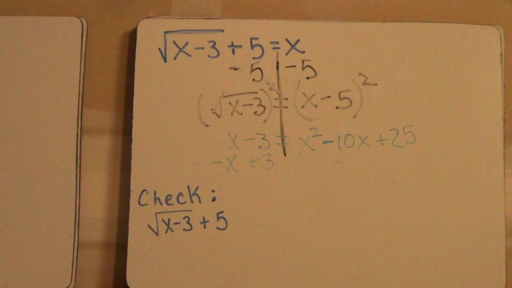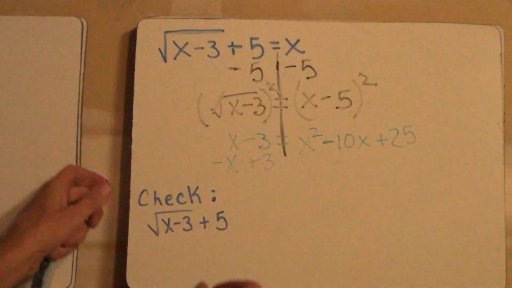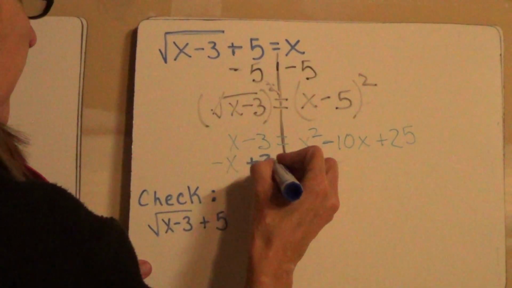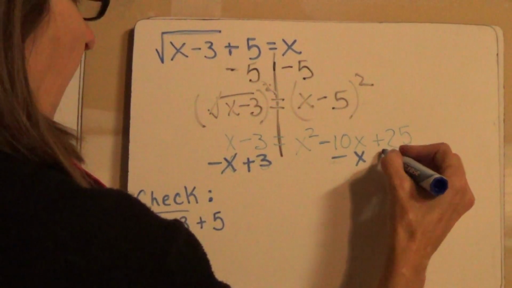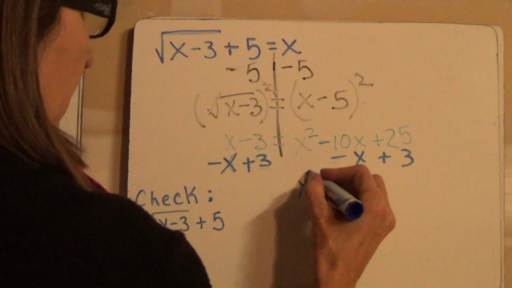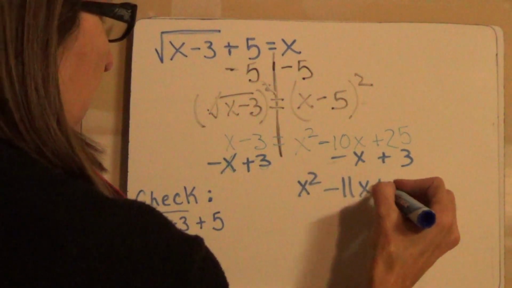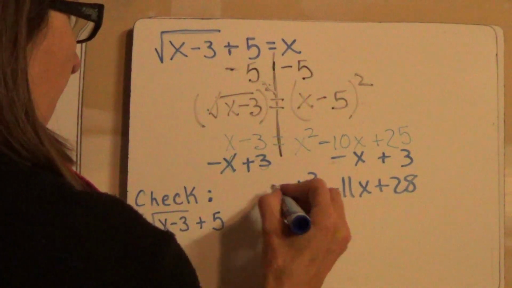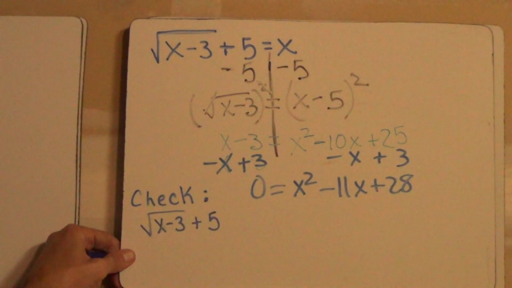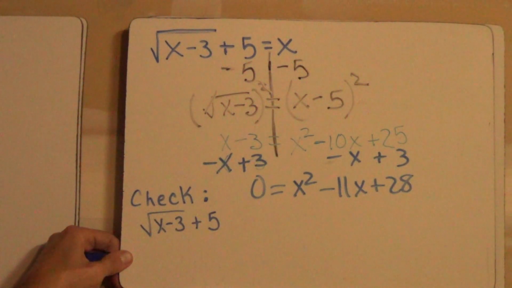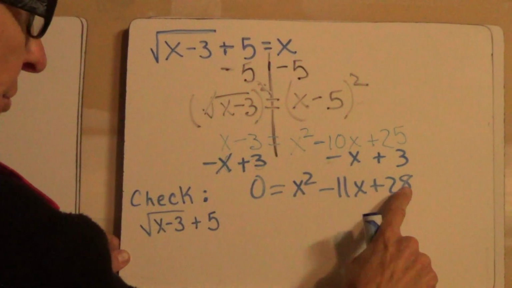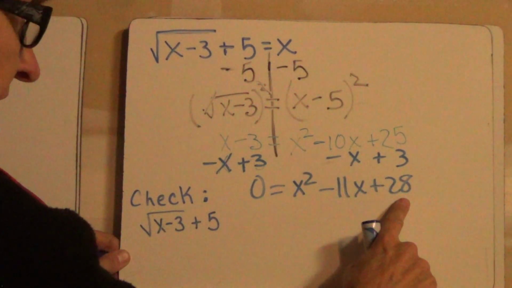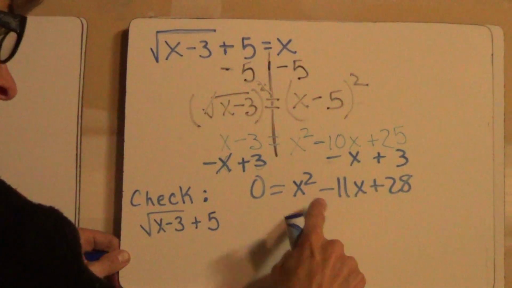Sorry about that. So we add 3, subtract x, subtract x under the x term, add 3, and we get x squared minus 11x plus 28 equals 0. Now, how would you solve that? Hopefully you would say x game factoring. You are correct. Because we have a 1 here, we can just look at this and say what two factors would multiply to be positive 28 and add to be negative 11.